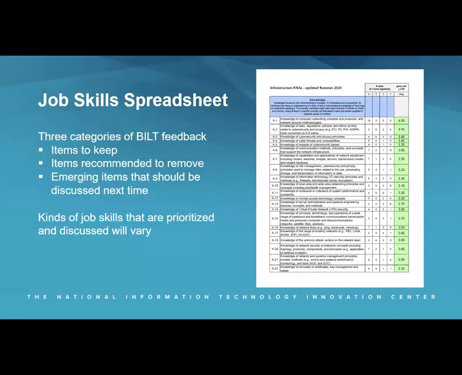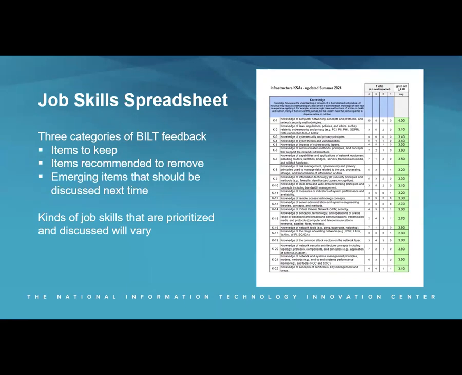So we're going to take a quick tour of the actual job skills spreadsheet. There are 3 categories of items: items the BILT recommends educators keep, items the BILT recommends instructors remove, and emerging items that weren't on the list the BILT thinks should be considered next time. And also, there are different kinds of job skills your BILT can prioritize: knowledge areas, skills, abilities, and tasks. Which ones you prioritize will vary depending on your needs.